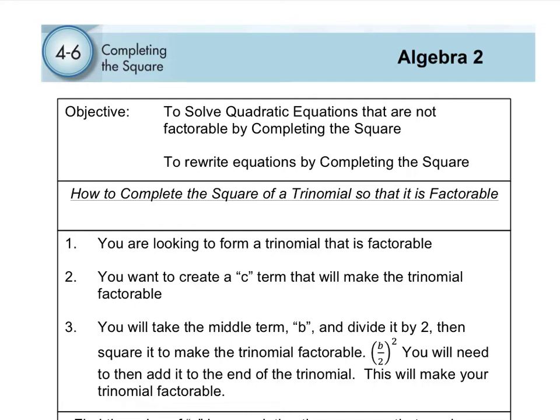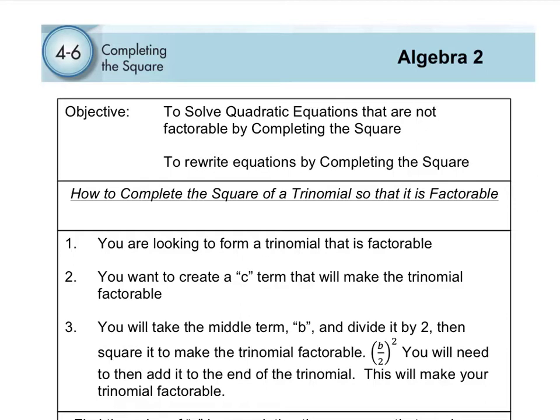This is section 4.6, completing the square. We're still trying to solve quadratic equations, okay? But in this section, you're going to look at quadratic equations, and it's a possibility that they're not going to be factorable. And we haven't had that up to this point. Everything's been nice and easy, been factorable for us, and we've been able to do that.